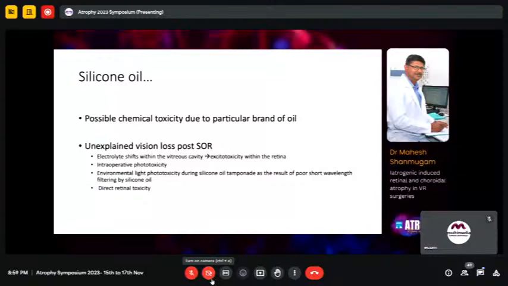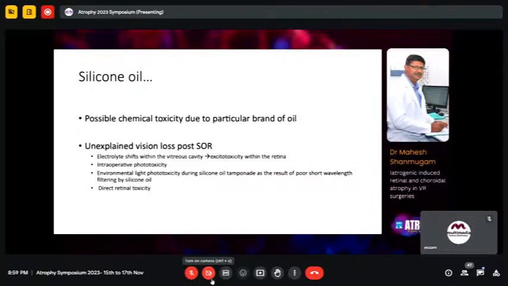It's not as though every patient who undergoes silicone oil instillation from a particular batch of silicone oil will develop these changes, and it's as yet unclear why some patients seem to be prone to developing this silicone oil toxicity. Similarly, there have been reports of unexplained vision loss post-silicone oil removal, and some of the causes hypothesized are electrolyte shift within the vitreous cavity, which increases the excitotoxicity within the retina, intraoperative phototoxicity, and one interesting phenomenon is environmental light phototoxicity during silicone oil tamponade as the result of poor short wavelength filtering by the silicone oil, and direct retinal toxicity.